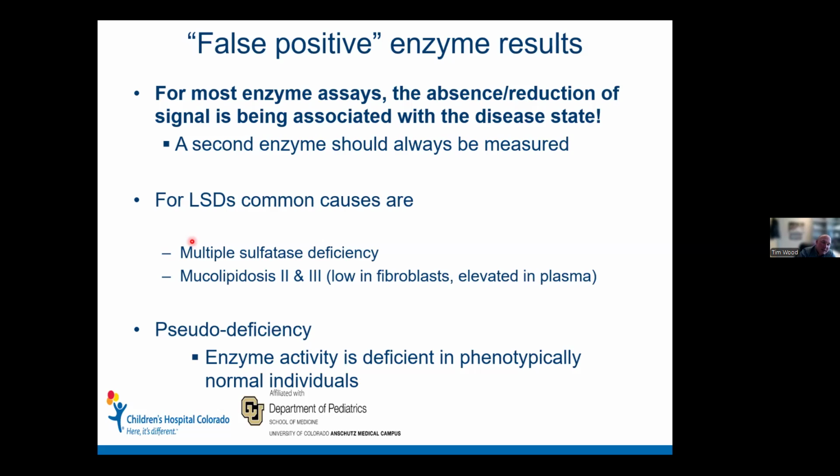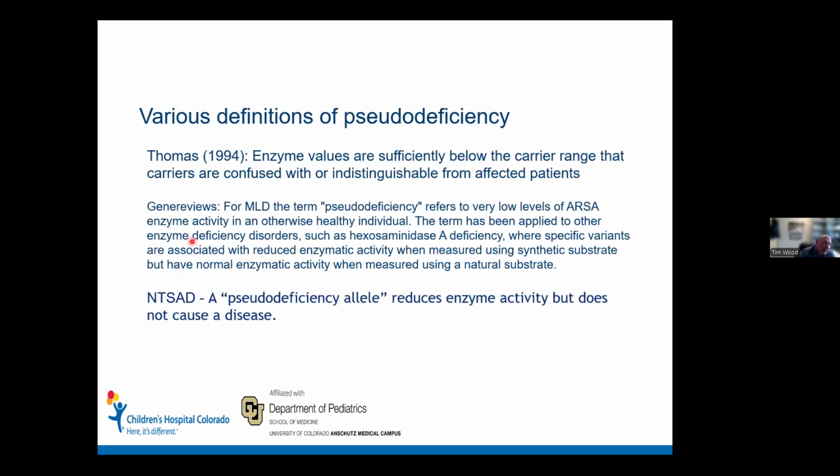What I really wanted to get to, and I'm glad this year I have a little time to talk about it, is this concept called pseudodeficiency. And this is an enzyme activity that's deficient or close to abnormal in phenotypically normal individuals. And so we're running into this a lot as we do newborn screening for lysosomal disorders. I'd encourage you to look at George Thomas's paper from 1994, which is one of the first summaries of how this worked. His definition was that enzyme values are sufficiently below the carrier range that carriers of these pseudodeficiency alleles are confused with or indistinguishable from affected patients.